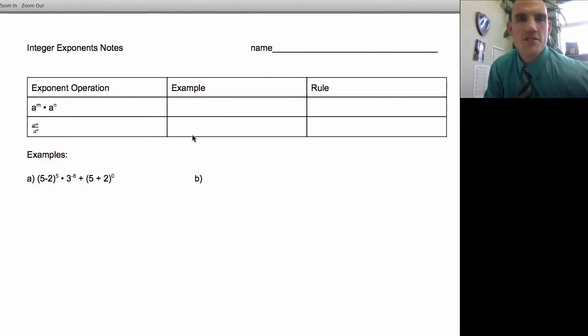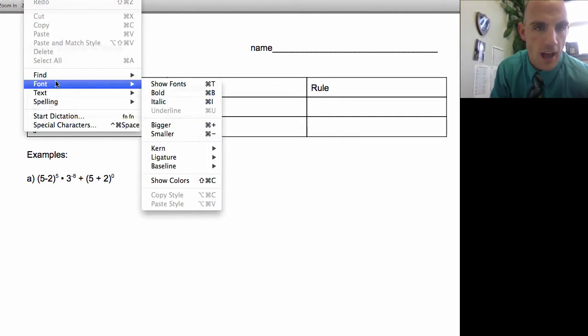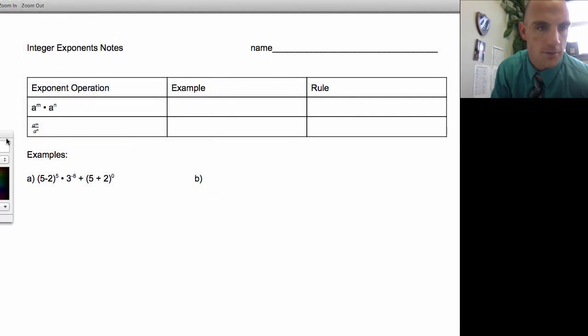Welcome back. Today we're going to talk about integer exponent notes. In general, it looks like this. We have two basic situations that could happen.